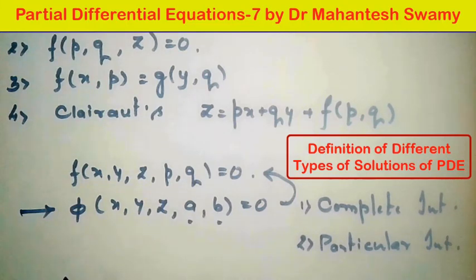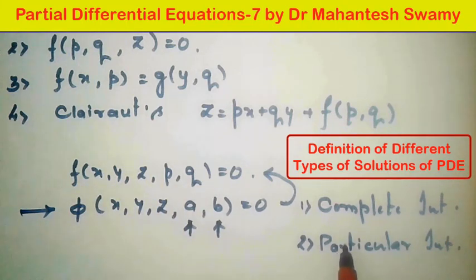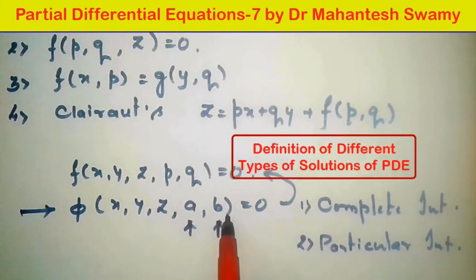If particular values are assigned to the arbitrary constants a and b in the complete integral, we have a complete integral in this fashion, that is, this is the complete integral. In this complete integral, if some particular values are assigned to the arbitrary constants by using some given conditions, then we will be getting a particular integral of the given PDE. So a particular integral will be obtained from the complete integral by assigning particular values to the arbitrary constants.